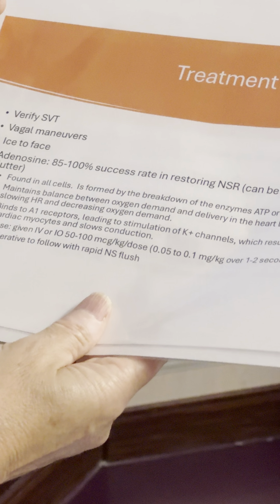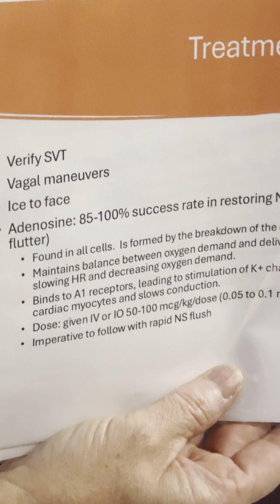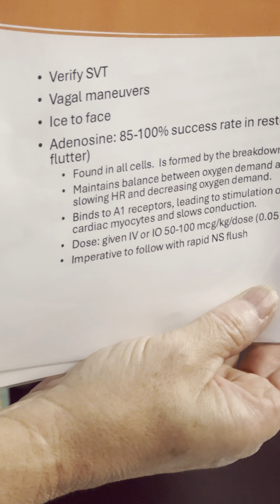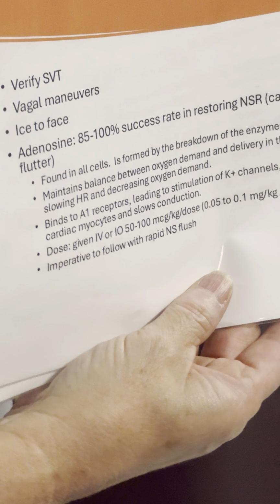The first thing we can do is vagal maneuvers. You can use a suction catheter and put it down the baby's throat and see if that breaks it. You can also do rectal stim on the baby. Adults will do that; if they're in SVT, they'll try to bear down to convert out. And then if that doesn't work, we go to ice to the face.